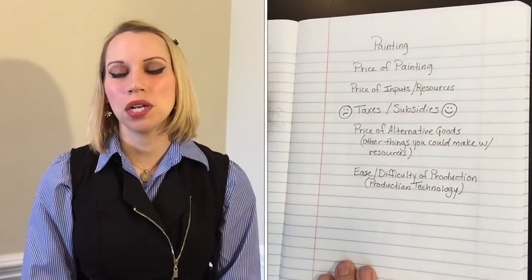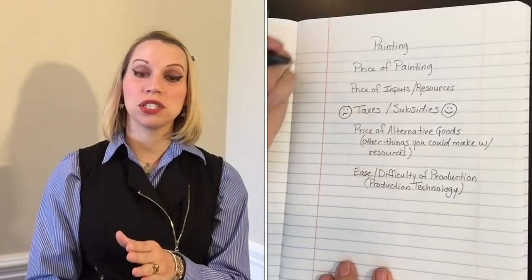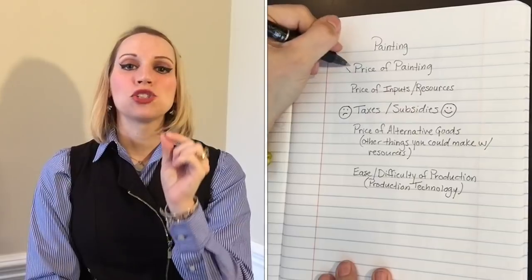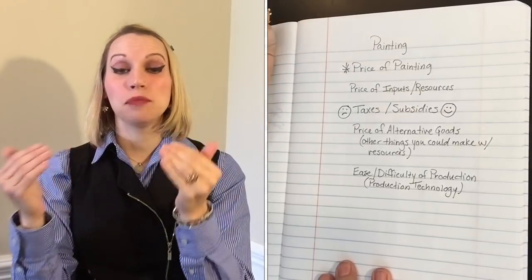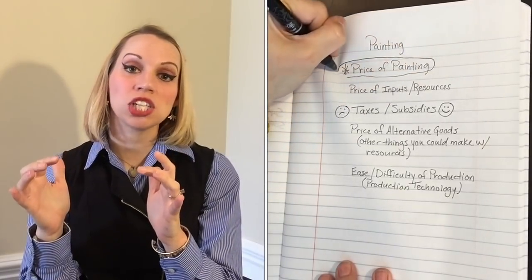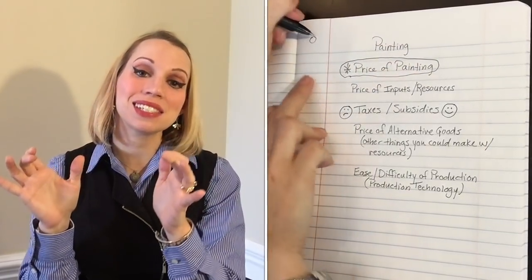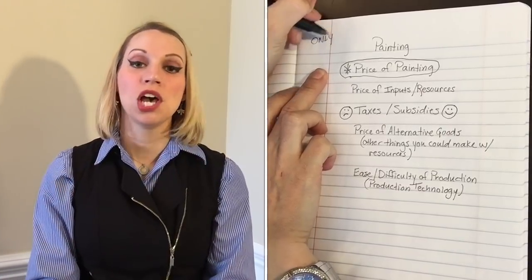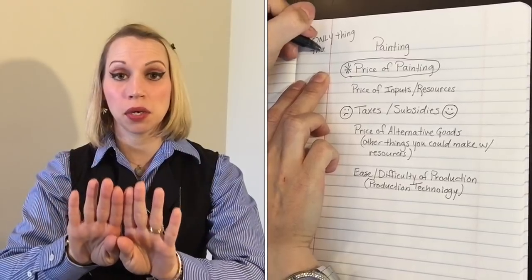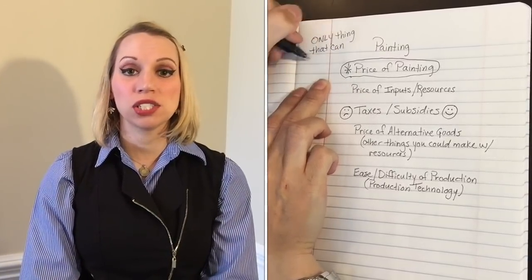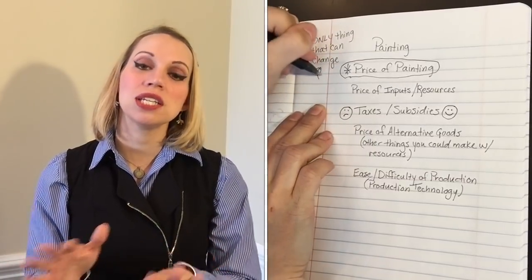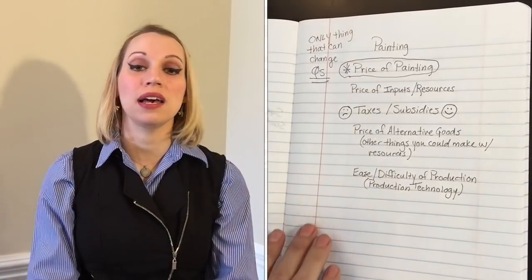So that list could go on, but again, I want you to point your attention to one specific thing on the list. If we look at the actual price of the item itself, the price of painting, that is the only thing that's going to cause a change in the quantity supplied of painters. Remember our law of supply, the price of the item and quantity supplied go together. If anything else changes that makes you want to produce more or less, then that would just be a change in the overall supply of painting.